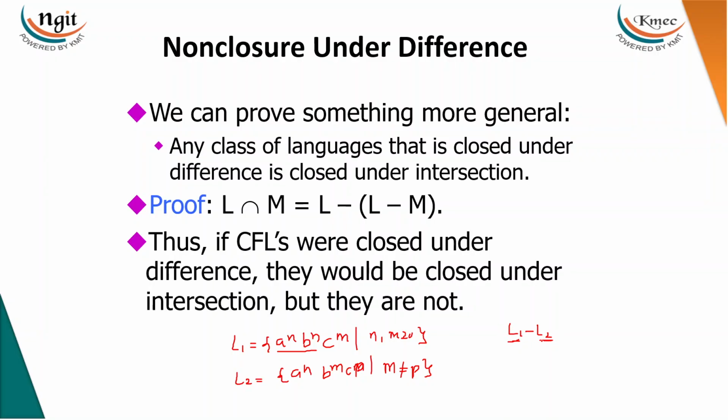If I remove all the not-equal strings, then what we are going to get in L1 minus L2 is a^n b^n c^p, such that n must be equal to p. M must not be equal to p, we have removed. So B and C must not be equal, we have removed. So B and C must be equal. Here A and B are already equal. Then automatically the number of A's must be equal to the number of B's, which must be equal to the number of C's. So just now we have proved that this is also not a context-free language.